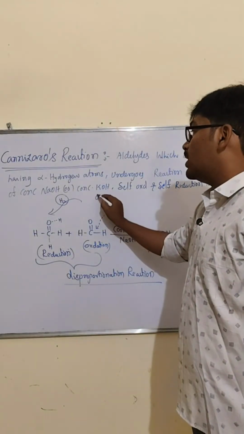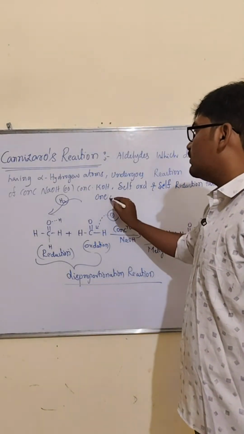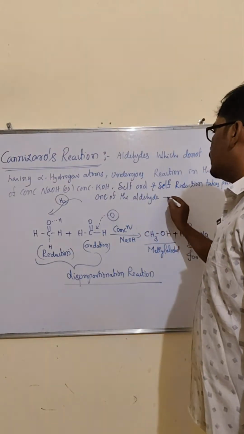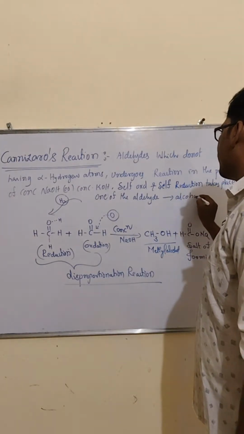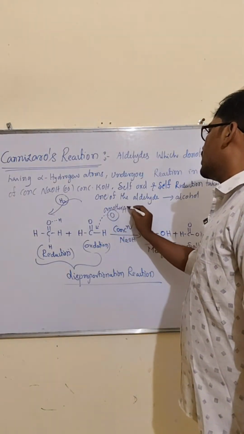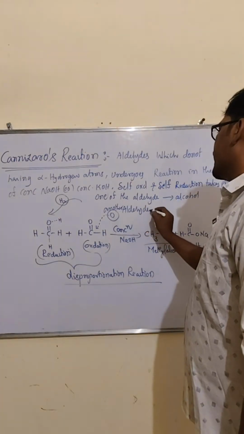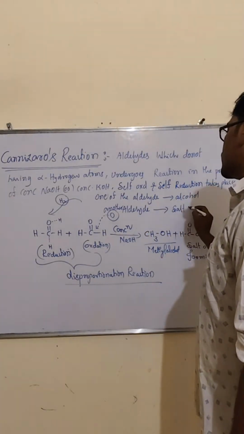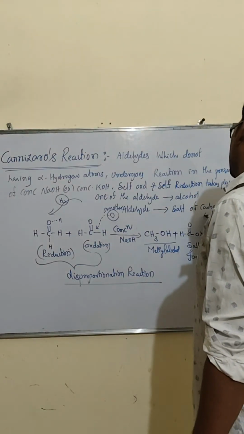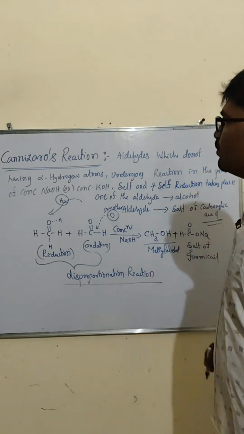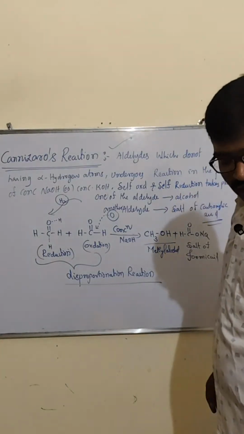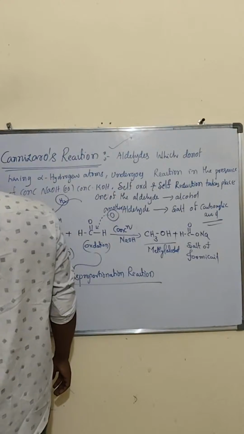One of the aldehydes is converted to alcohol, another aldehyde is converted to the salt of carboxylic acid. So these are involved in the reaction, my dear students. This reaction we call the Cannizzaro reaction. See, look at all of you, the Cannizzaro reaction.